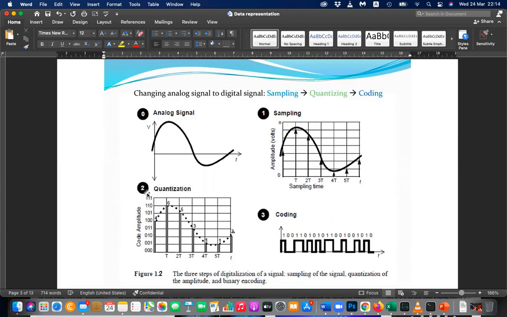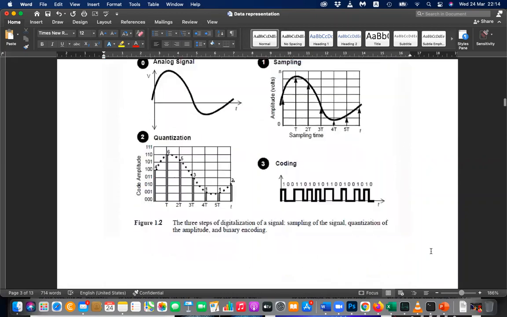There are 8 quantization levels here in this one, but it can be more. And you can see T, 2T, 3T, likewise, equal time intervals are there. Then this is 4, meaning 100. Then 6 is 110. Likewise, you represent that in a digital code. And that is how data representation is done for sound waves. Right, now you have a more clear idea about all these things.